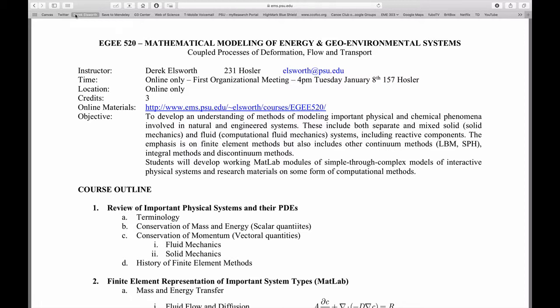But this class is EGEE 521. Or is it 520? It will be EG 521, and then it will be EME 521. It's a class that has in some way or form been taught here for definitely longer than you've been alive. I think the first offering of this might have been 1986 when I first arrived here in some form, but it's evolved since then.